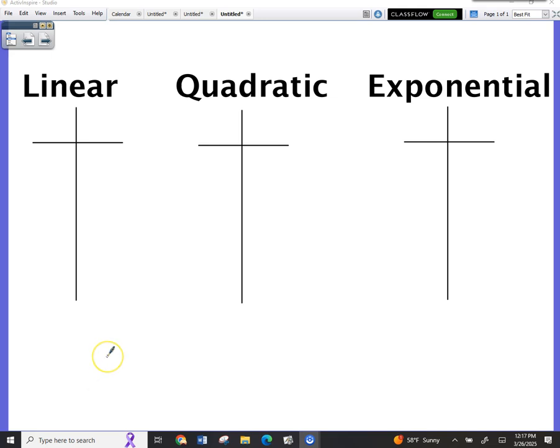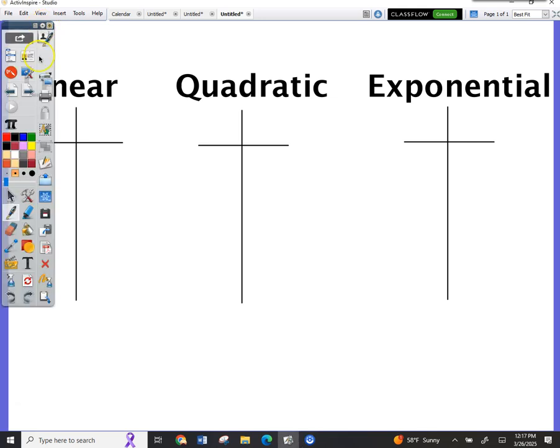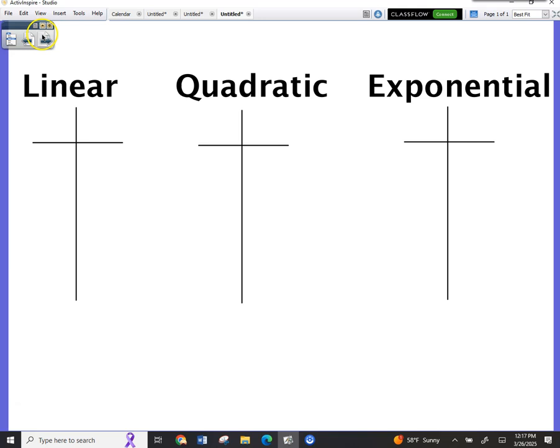We have three different types of functions: linear, quadratic, exponential. What I'm about to write is the exact formula for each, which is on your formula sheet. Okay? On your formula sheet.